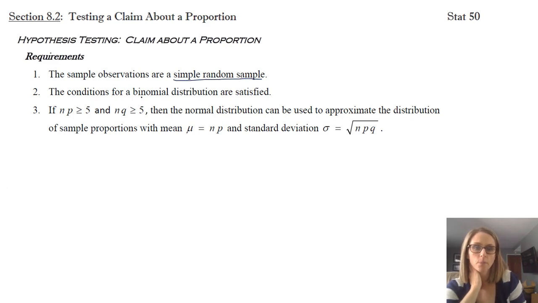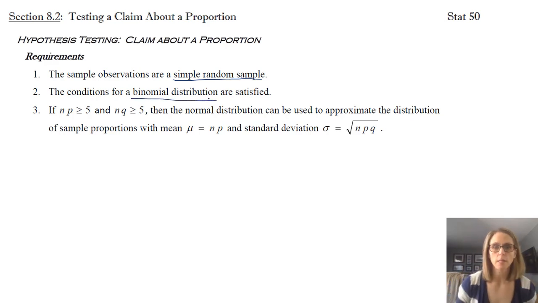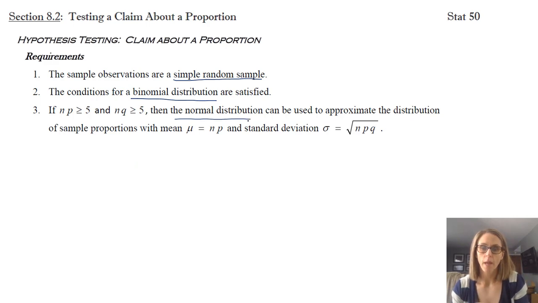No surprise there. The conditions for a binomial distribution are satisfied. The reason for that is any binomial distribution can be approximated by the normal. So that's what it says for number 3. And that's what allows us to use the normal distribution to find the critical values, those z-scores that we were talking about back in chapter 7.